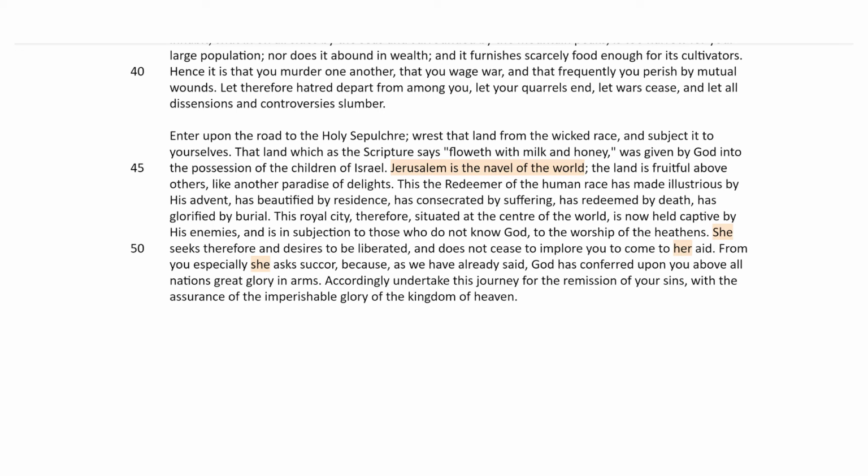Later in the paragraph, of course, we have that lovely personification, referring to Jerusalem as she and her. She desires to be liberated. She's imploring you. She wants you to help her. Again, characterizing Jerusalem as this feminine figure. And if we think back to the very first exercise from this lesson, that continues the suggestion of the kingdom of Greece as a helpless prisoner. Now we're characterizing the Holy Land as a helpless figure as well.